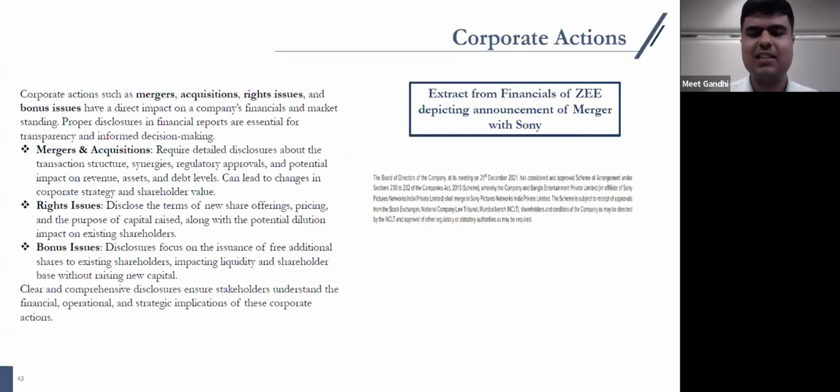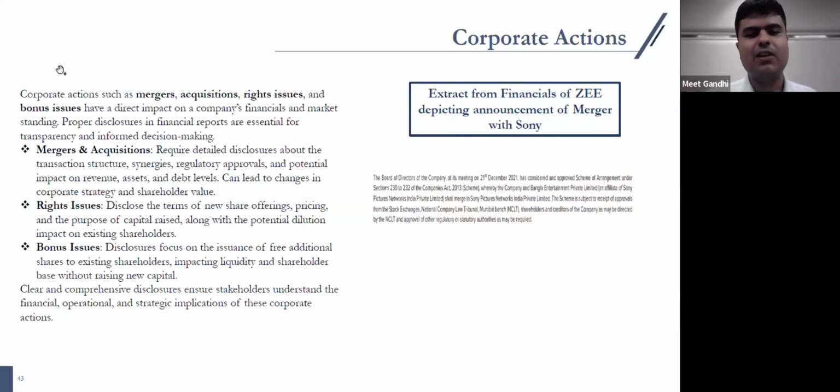So this is basically a small slide on corporate actions. Corporate actions such as mergers and acquisitions, rights issues, or bonus issues can also be interpreted through the annual reports of an entity. When we see potential corporate actions, like in this case, this is an extract of Zee announcing its merger with Sony back in 2021, when the discussions were going on regarding the merger of Zee and Sony. So this was disclosed as an extract from the financials of Zee. The annual reports could also be indicative of such corporate actions.